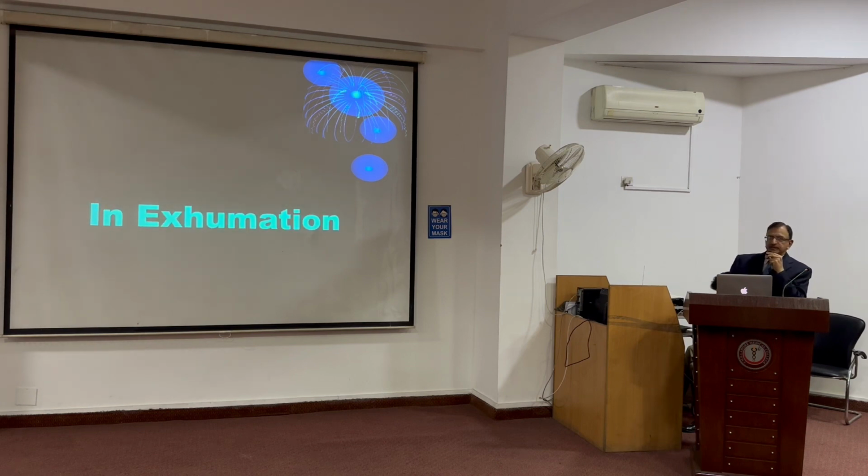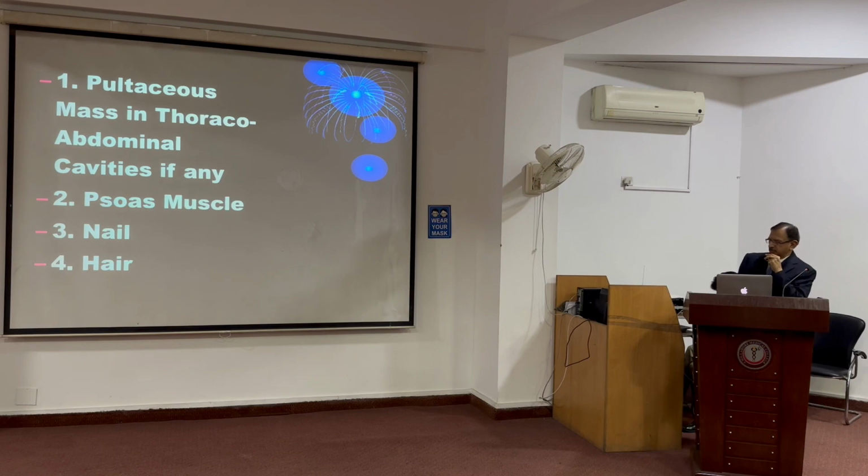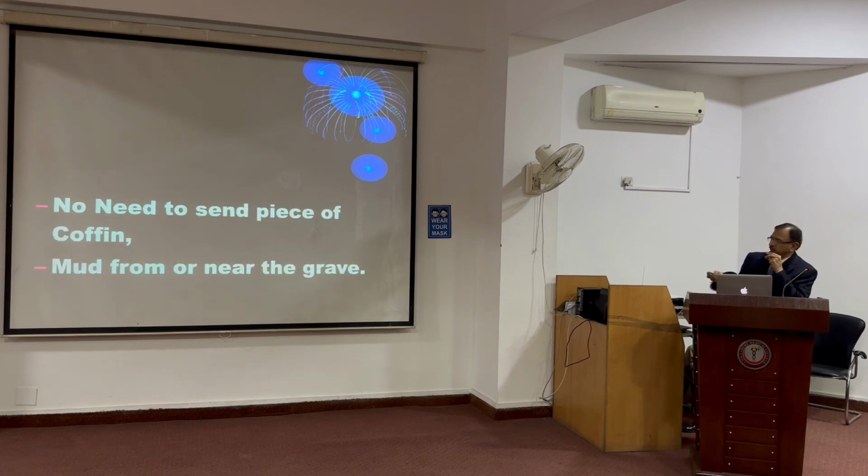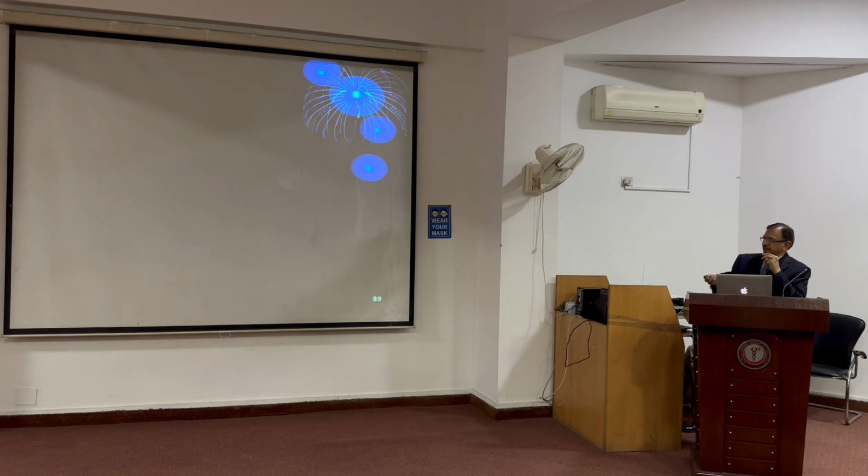And now in exhumation, they have listed the pultaceous mass which is present in the thoracoabdominal, the chest and abdominal region. The mass which is available, you can simply take that. Psoas muscle if available, nail and hair. No need to send the bone, no need to send the earth or the coffin. Only these four things they need. No need to send the coffin or soil as a control.